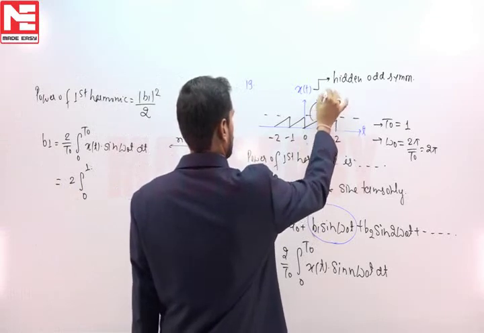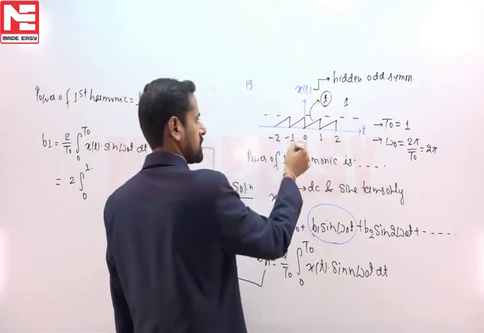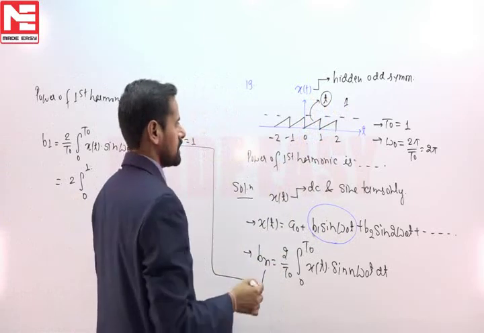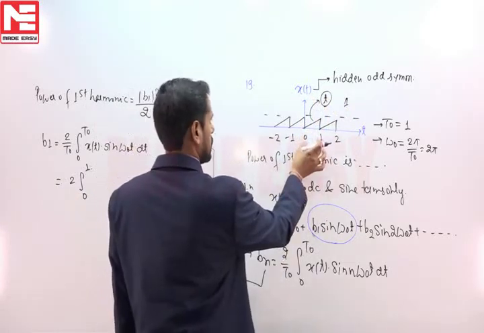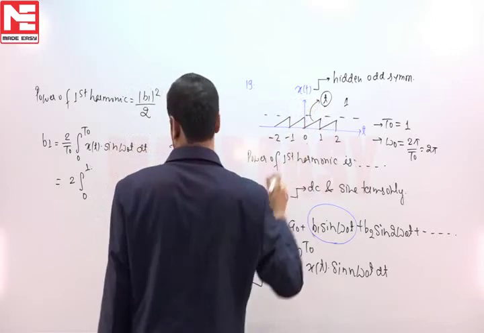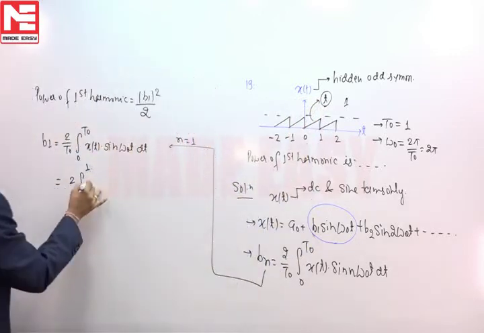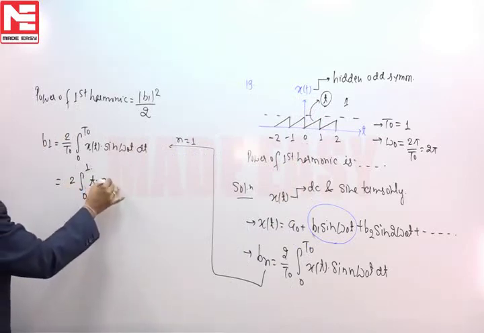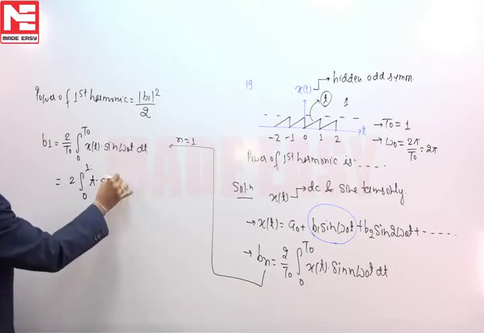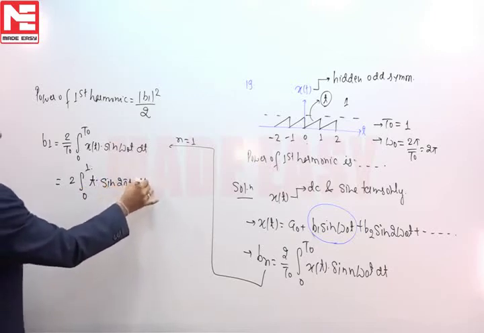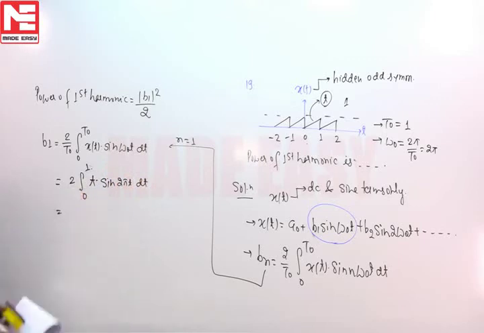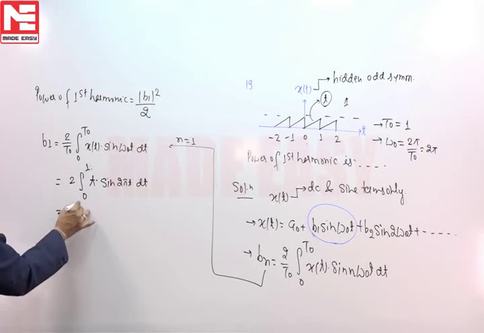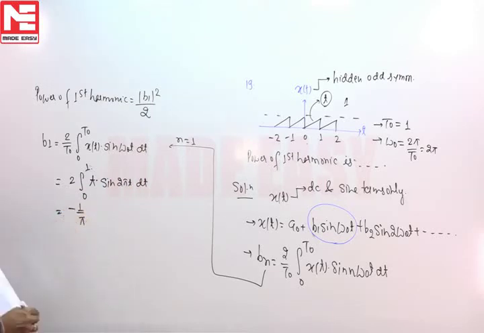Now, in the range 0 to 1, the equation of signal x(t) is t. So, the function will be t, and it will multiply with sine omega naught t, where omega naught is 2 pi. Now, by using integration by parts, we will obtain B1 equals minus 1 by pi.